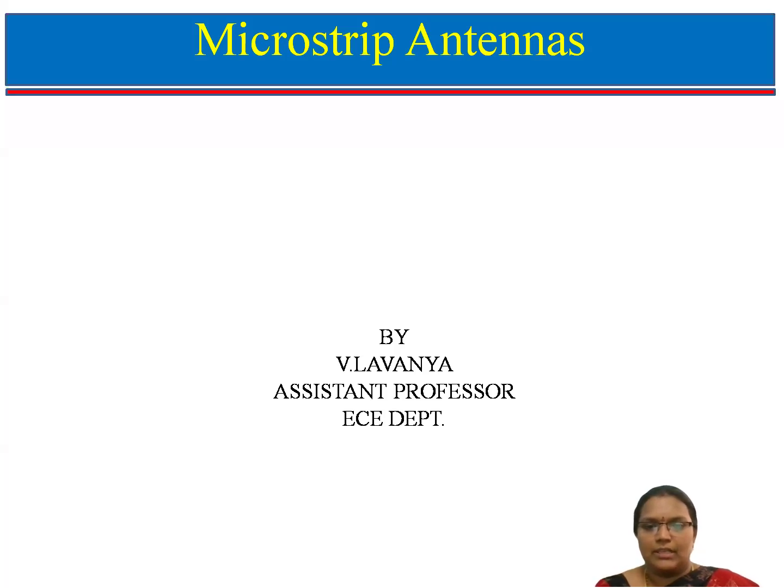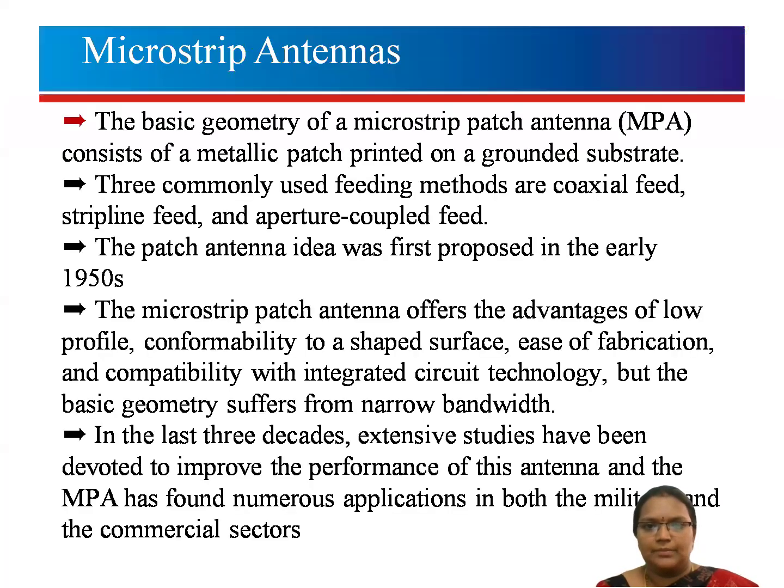Today I am going to discuss microstrip antennas. The basic geometry of a microstrip antenna consists of a metallic patch printed on a grounded substrate. The three commonly used feeding methods are coaxial feed, strip line feed, and aperture coupled feed. The patch antenna's idea was first proposed in the early 1950s.